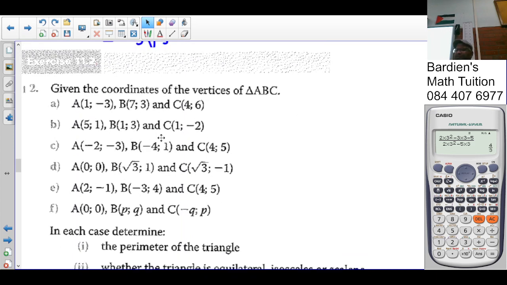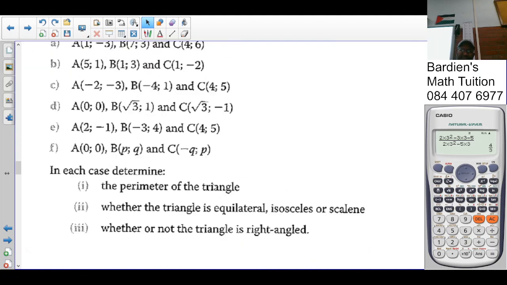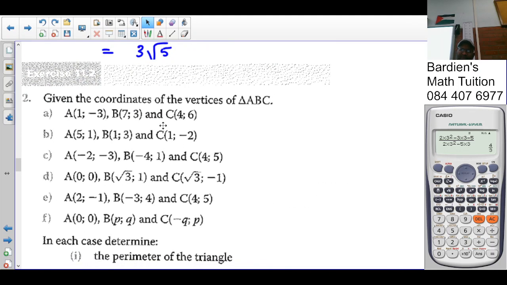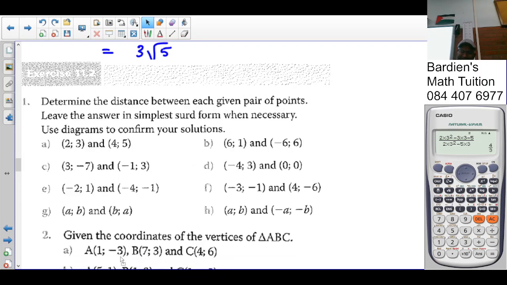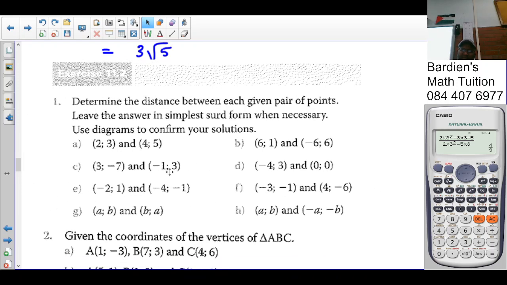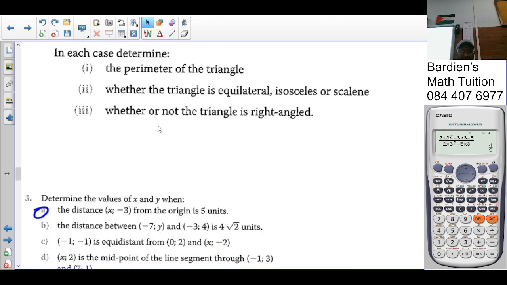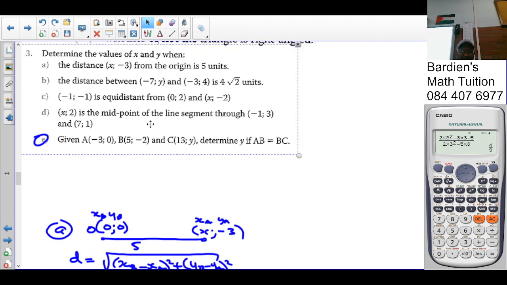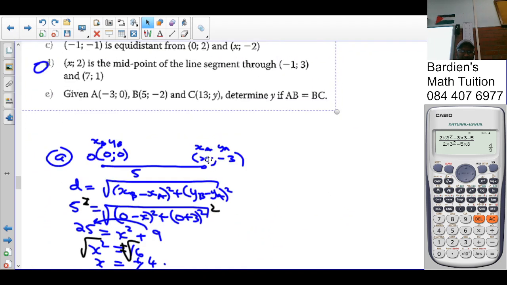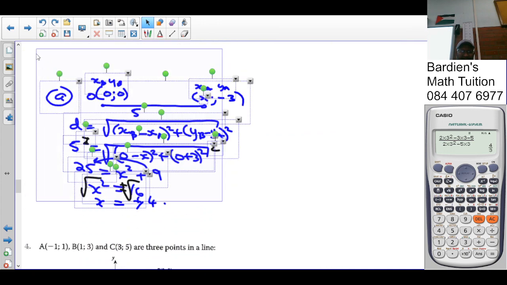What did you have to do out of 11.2? You have to do every alternate sum here. Right. So, but we completed the rest. Any problems with 11.2 number 1? Number 2? Number 3? Any problems with number 3?